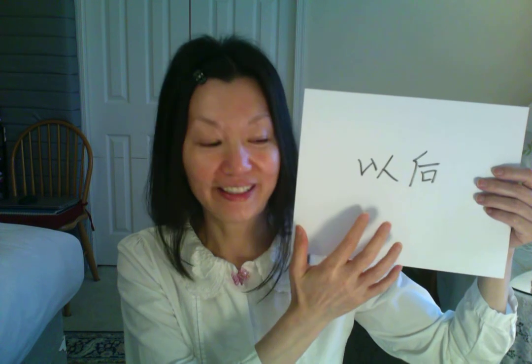以后, yes, one more time. 以后, okay. In English, after, from now on, or later on, okay? After. From now on or later on. 以后, after. 以后, from now on or later on. Okay, we see next one here.